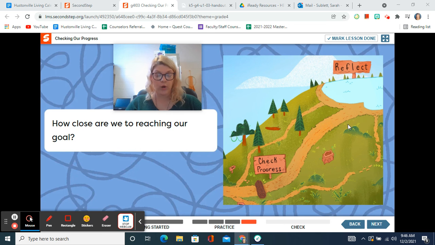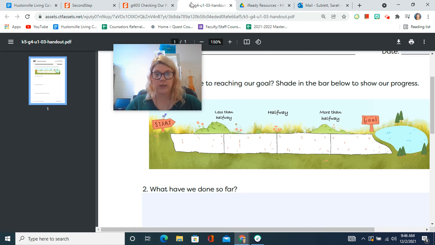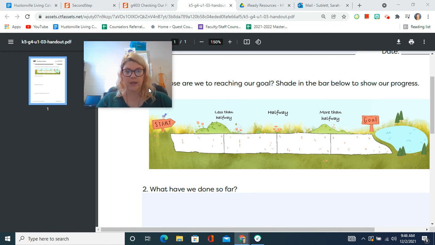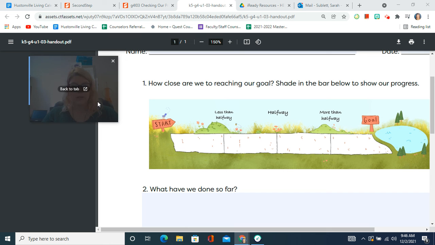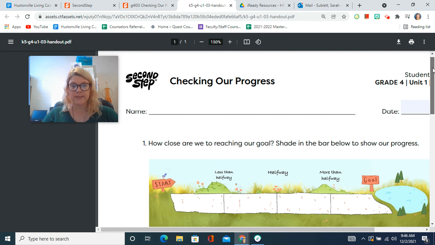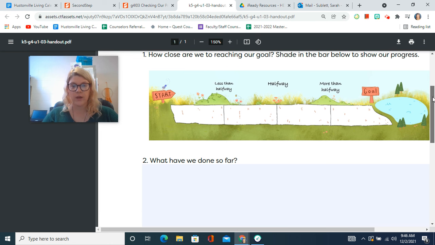Roadblocks are a normal part of working toward a goal, okay? Checking in helps us identify them so we can figure out what we need to do to keep moving forward. So real quick, I just want to go over this is the second steps goal tracker, okay? You have a start and then you get to color in as you continue on to your goal. All right. So this is just a good visual to color in as you reach your goal.